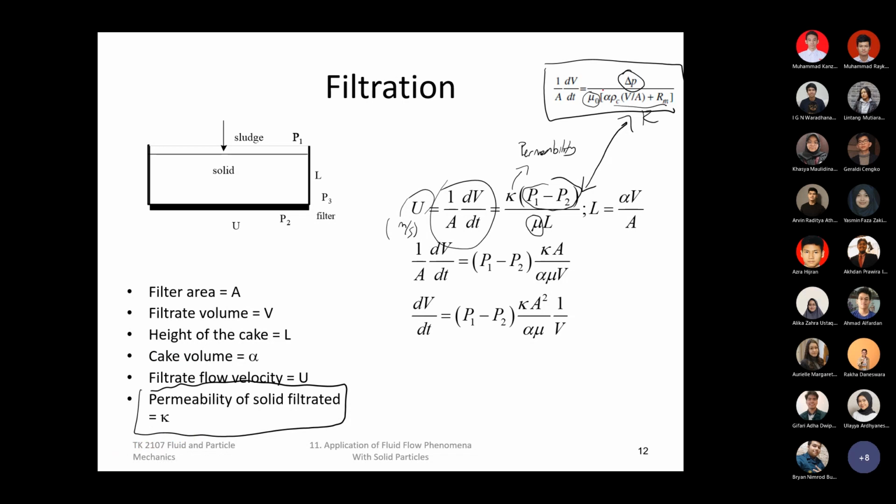Okay, so all of this resistance correlates with the length, or height, of the cake. Both of them are useful, depending on what kind of input you have in the exercise or in the real application.